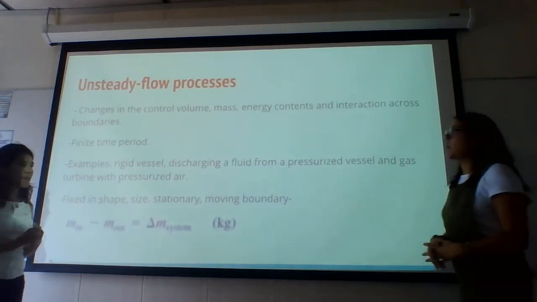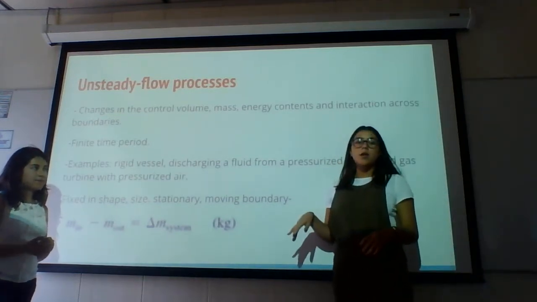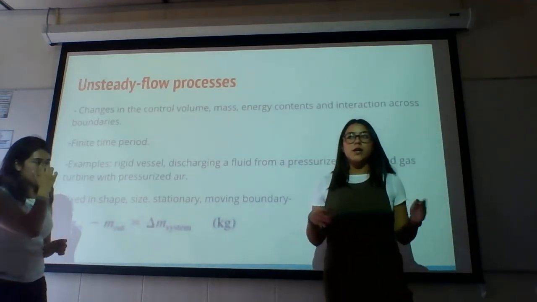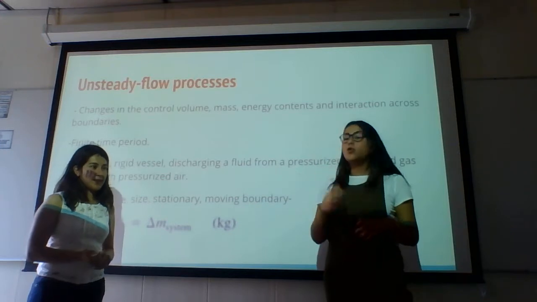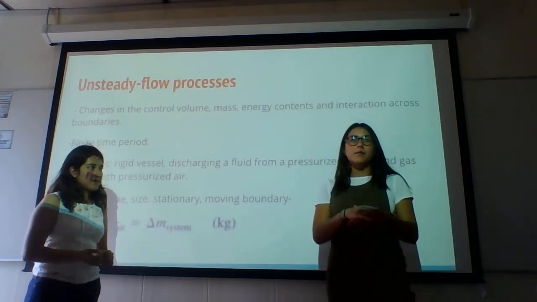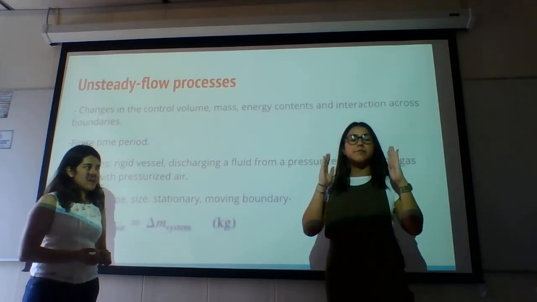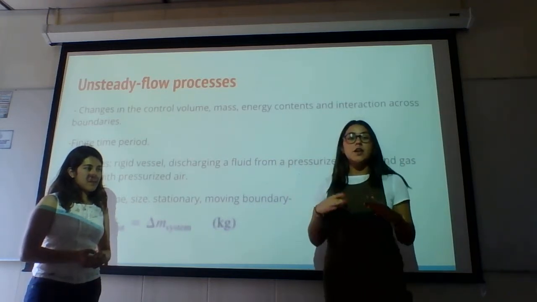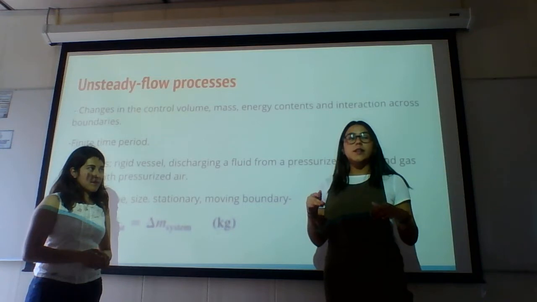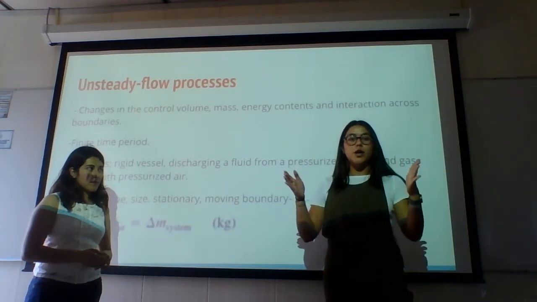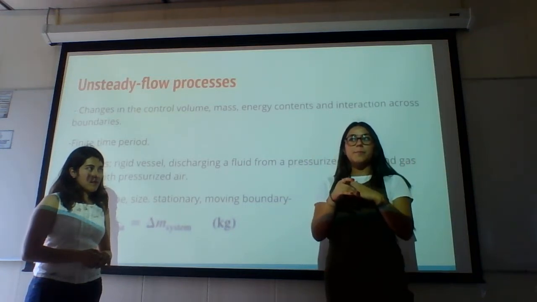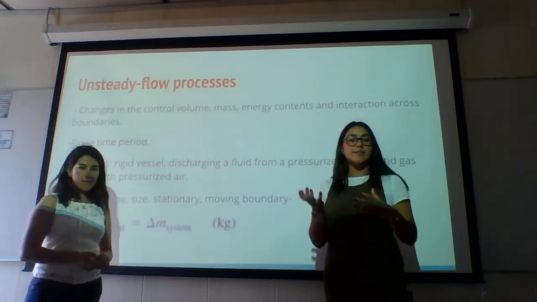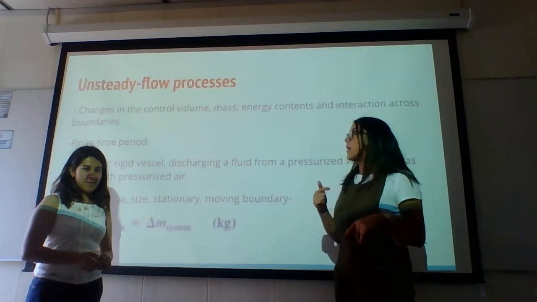In the unsteady flow processes, we have a change in the control volume. We can compare it a lot with a steady flow process in which we have a control volume that is fixed. But in this case, there are changes in the boundaries. So we're going to have two types of energy: the boundary work, and also the process being done inside the system. It also has energy, and we have to take that into account.